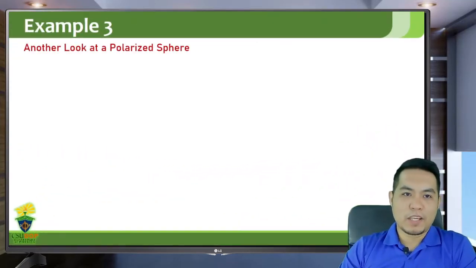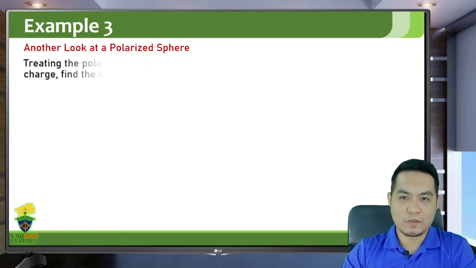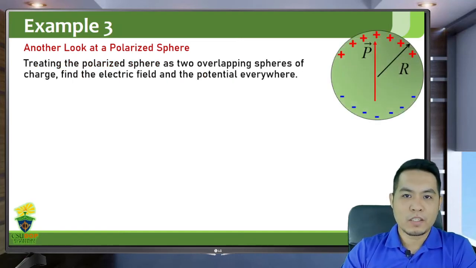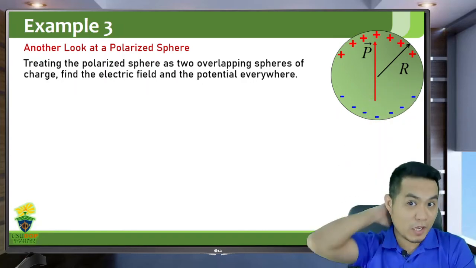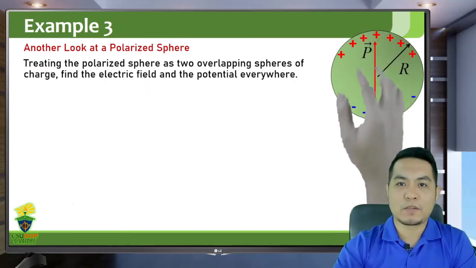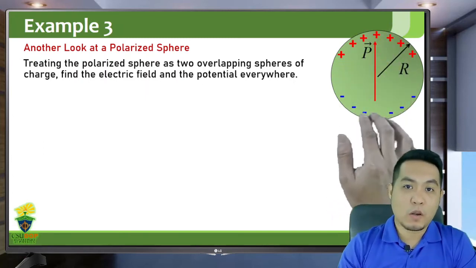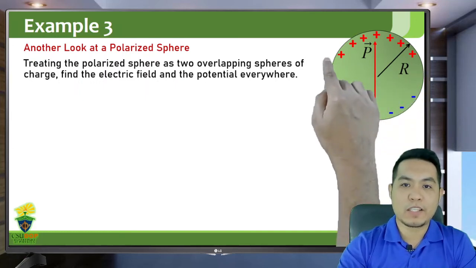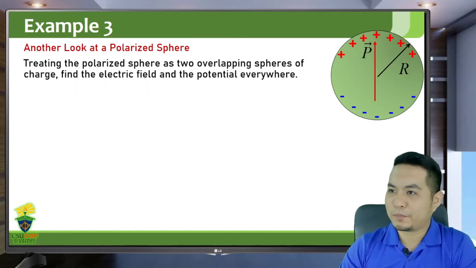Example 3. Here is another look at a polarized sphere. This is what happens if you have a uniformly polarized sphere. There are positive bound charges on the upper surface. There will be negative bound charges on the lower surface. There will be no charges at the equator because cosine theta there is 0.